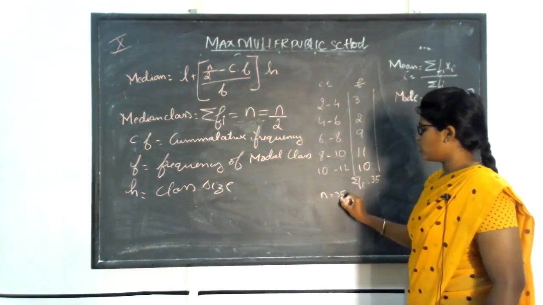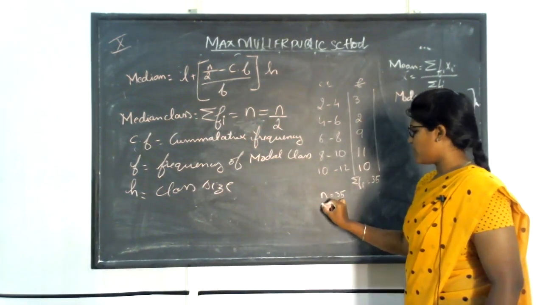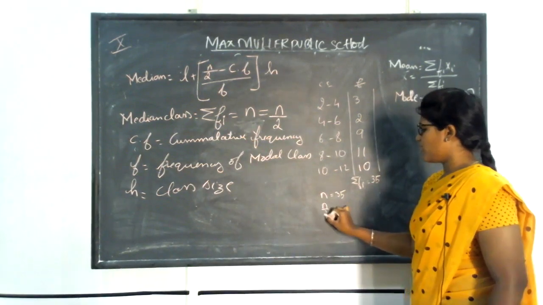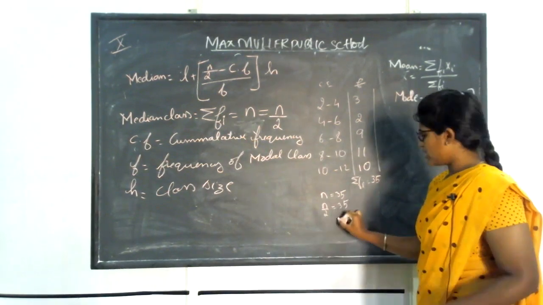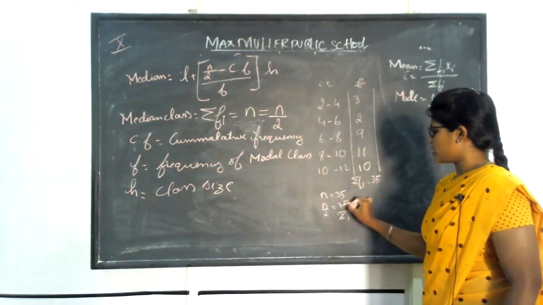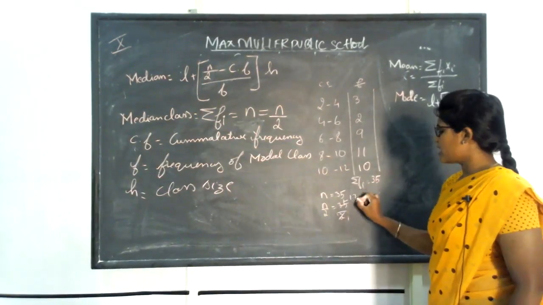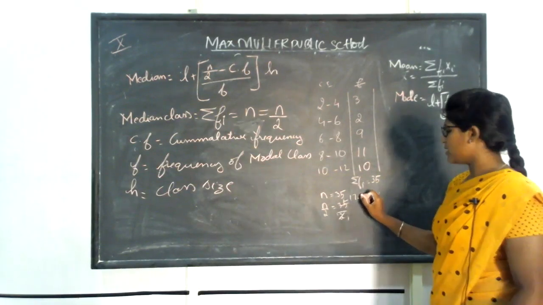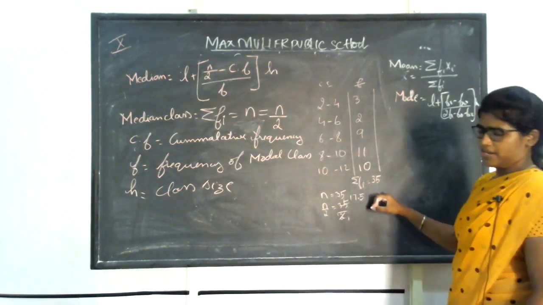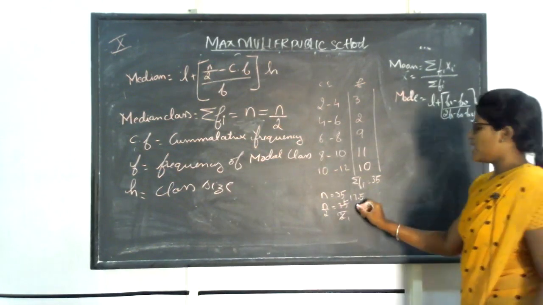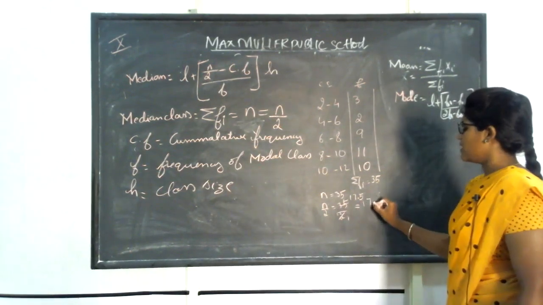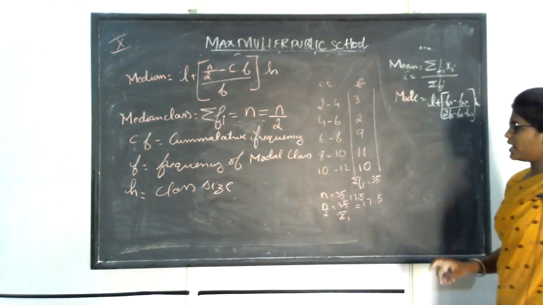Then how are you going to find the median class? You're going to divide this n by 2. If you divide n by 2, how much will you get? 35 divided by 2. 2 ones are 2, you'll be left with 15. 2 sevens are 14, you will be left with 1. Then it will be 5. So you'll have the n by 2 value as 17.5.